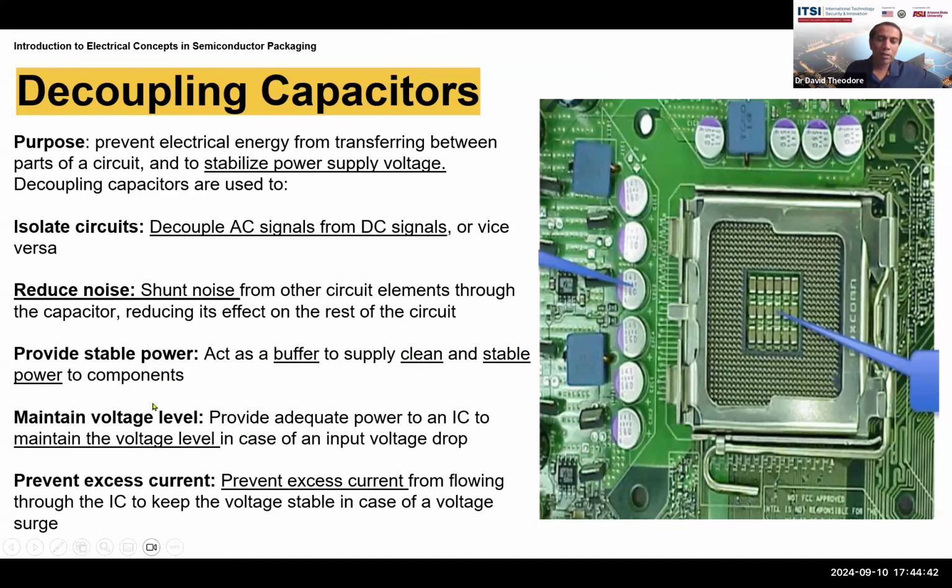Along the same lines, one of the purposes is to maintain the voltage level, providing adequate power to an integrated circuit chip to maintain the voltage level in case of an input voltage drop.